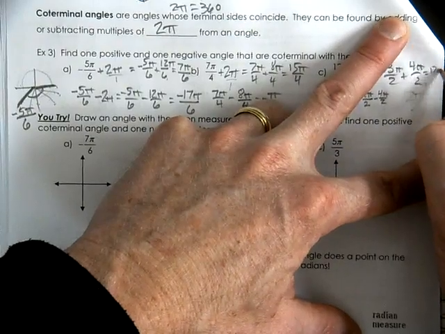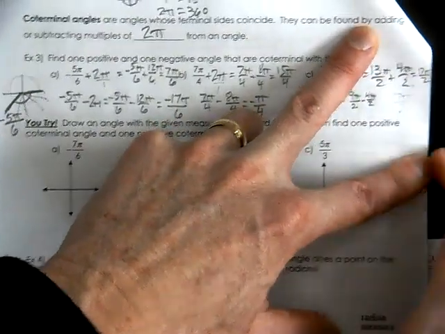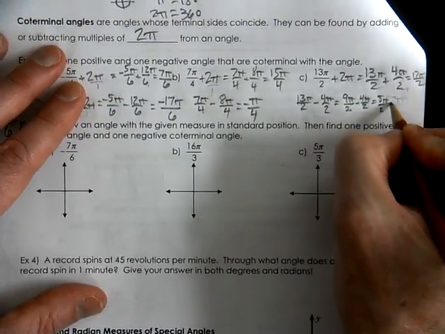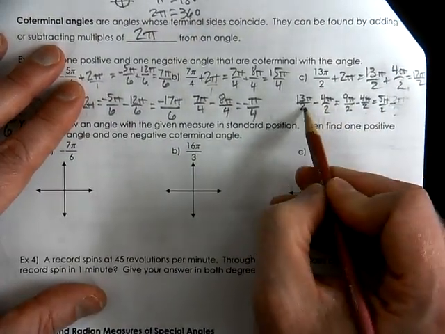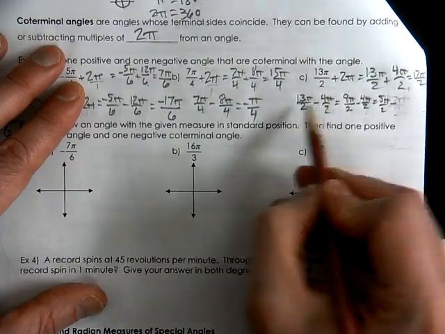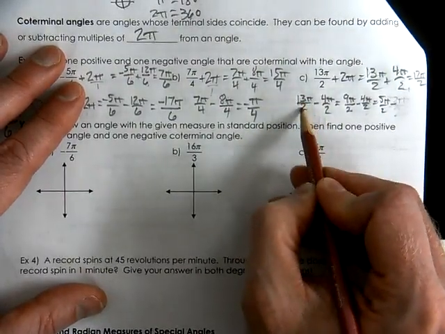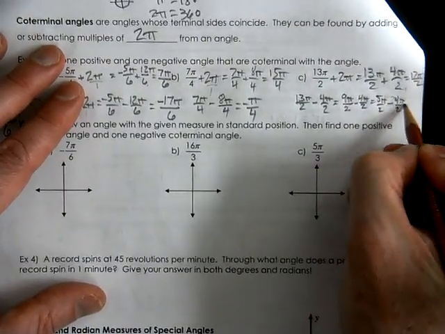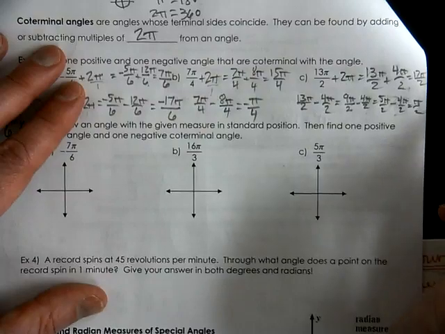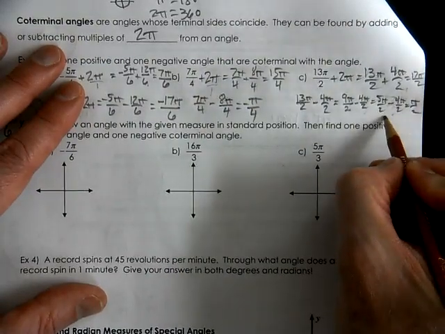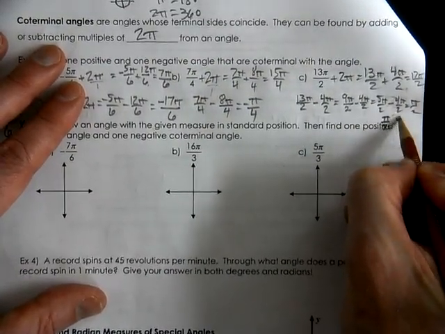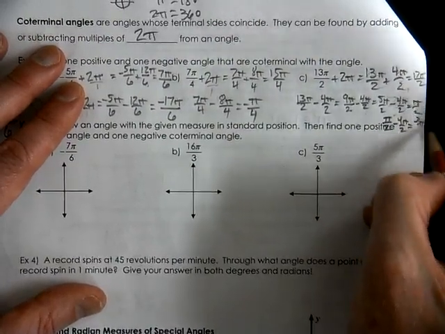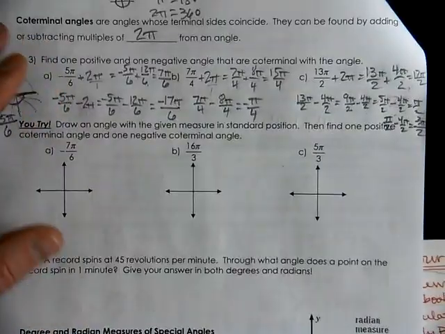We can move this over here. That would give us 5 pi over 2. And we got to subtract it again, because I still haven't gotten a negative. I subtracted 2 pi, because this is so big. This is many halves, 13 halves. So I've got 4 pi over 2, which is pi over 2. And I'm going to do it one more time. So that's negative 3 pi over 2.